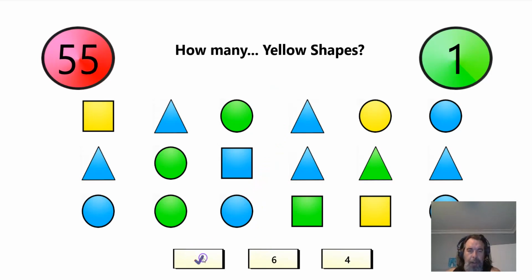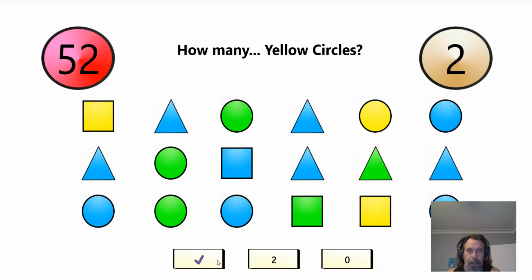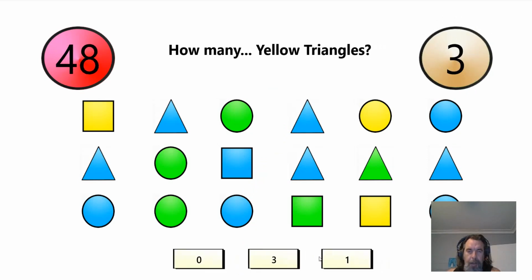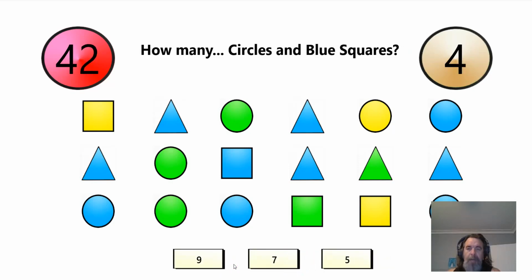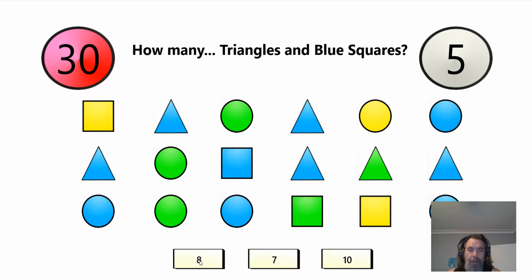So, how many yellow shapes? 3. How many yellow circles? 1. How many yellow squares? 2. How many yellow triangles? None. How many circles and blue squares? So 1, 2, 3, 4, 5, 6, 7, 8, 9. Just took a while to count, didn't it? How many triangles and blue squares?